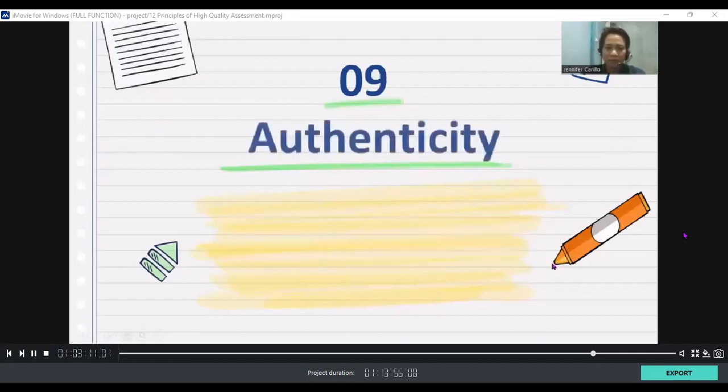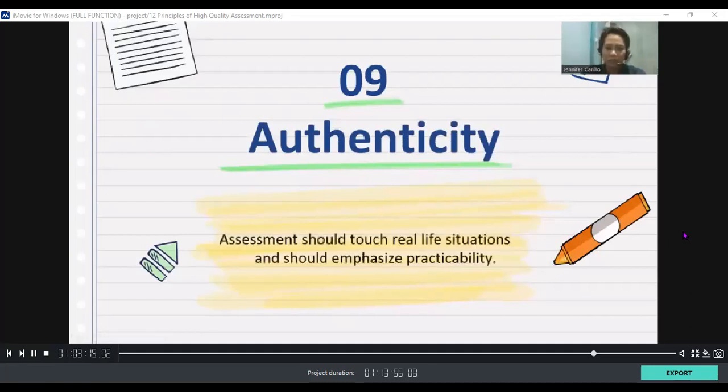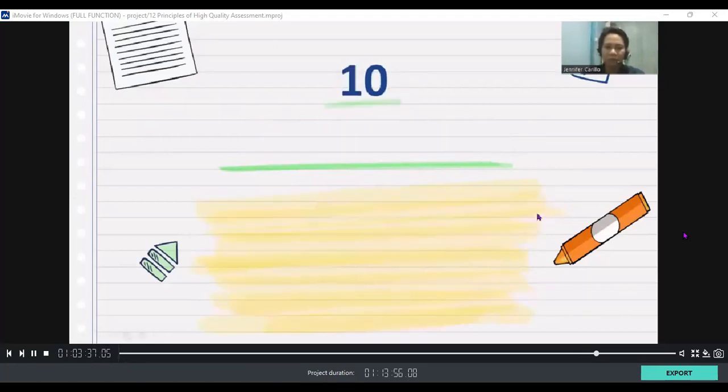Number 9, authenticity, meaning the assessment should be authentic. Assessment should touch real-life situations and should emphasize practicality or practicability. So that means imuhang assessment is useful in solving real-life situations. The test should also be applied in real-life situations.